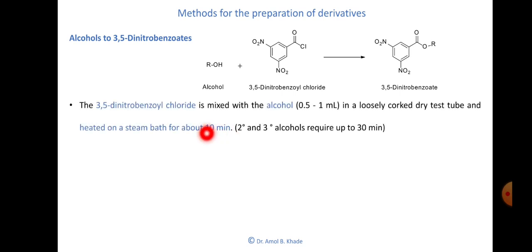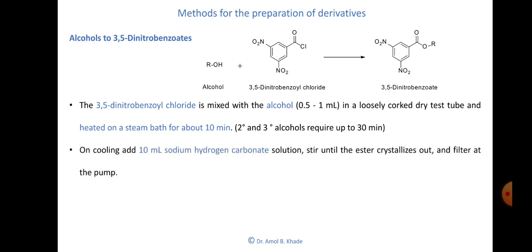Okay, so the benzoyl chloride is mixed with 0.5 to 1 ml of alcohol in a loosely corked dry test tube and heated on a steam bath for 10 minutes. Okay, so you know this alcohol can be primary, secondary or tertiary. If it is a primary, you can heat it for about 10 minutes. If it is secondary or tertiary, then you have to heat it for about 30 minutes.